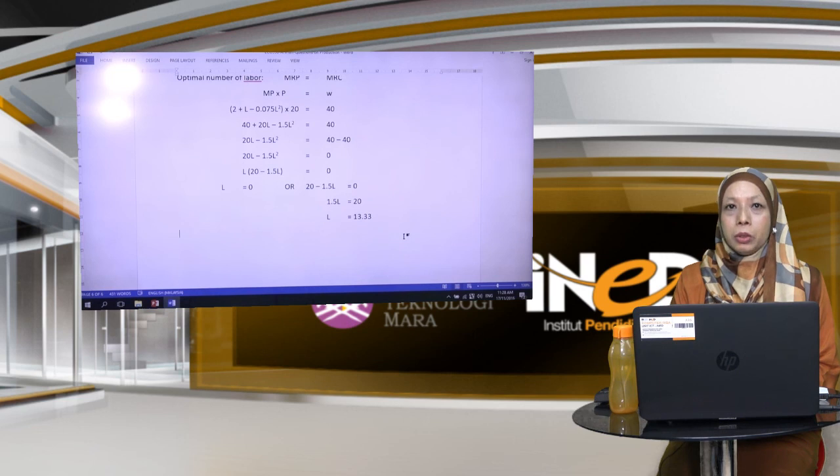In the next class, we're going to look at the long run, and we're going to identify what the decision would be when it comes to input usage in the long run.